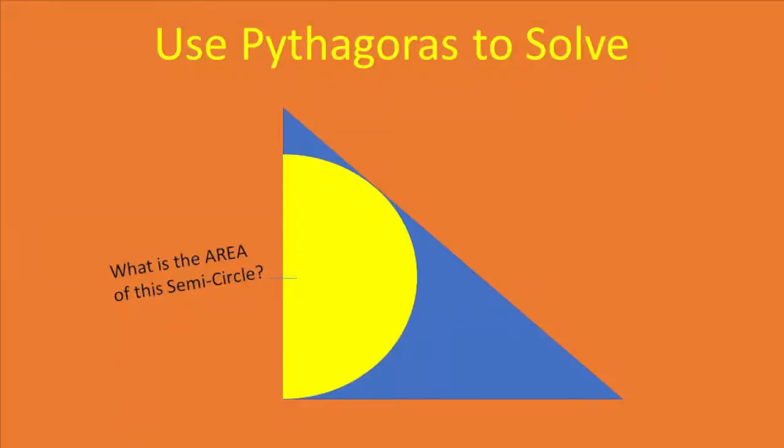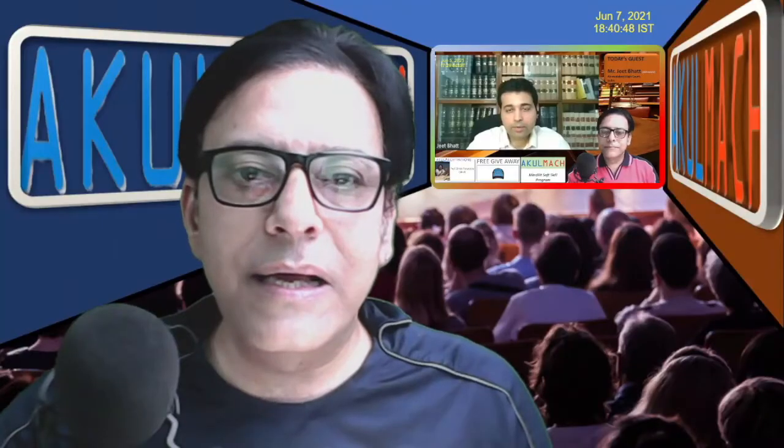Few days back I had given you a challenge, and the challenge was like this. I wanted you to find out the area of this semicircle, and I gave you a lot of hints also in that challenge, and I also said that you could use Pythagoras theorem. So this is the challenge that I gave in my group, and many people responded, but let me offer the solution to you all today.